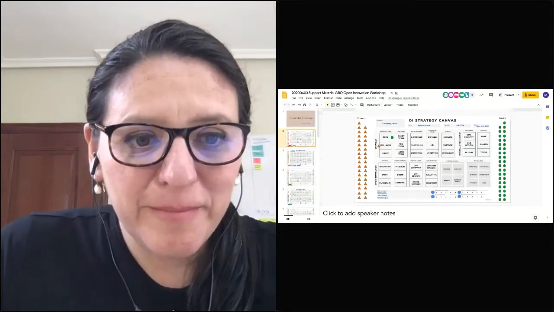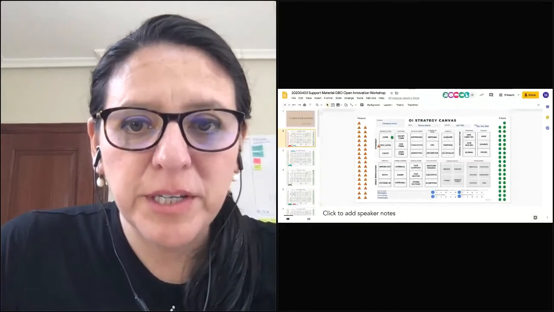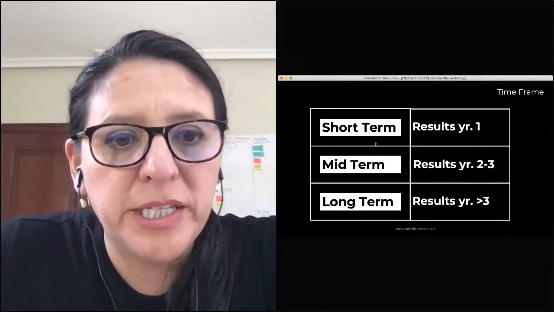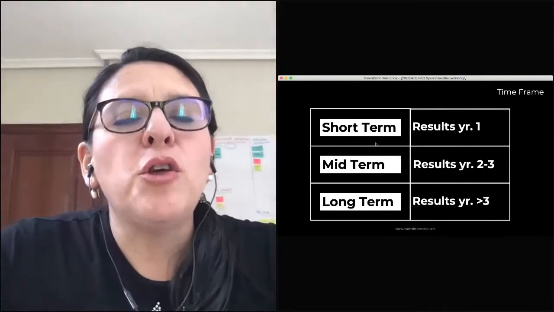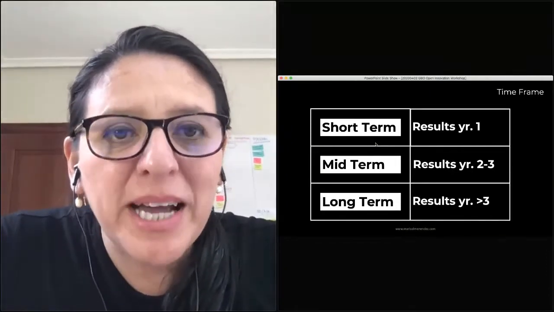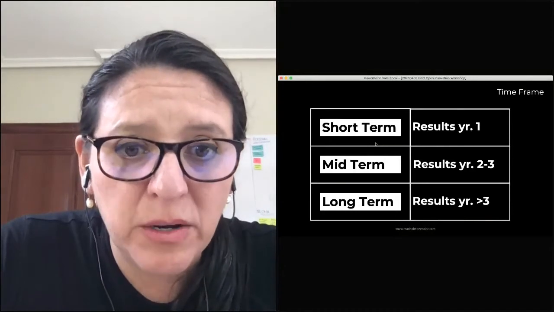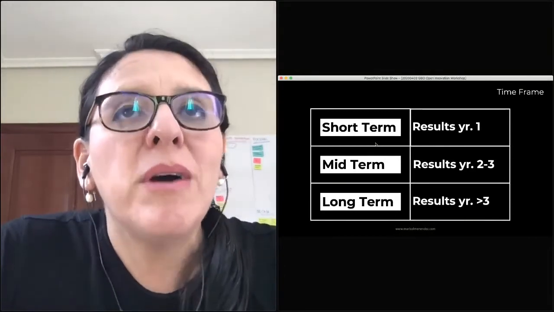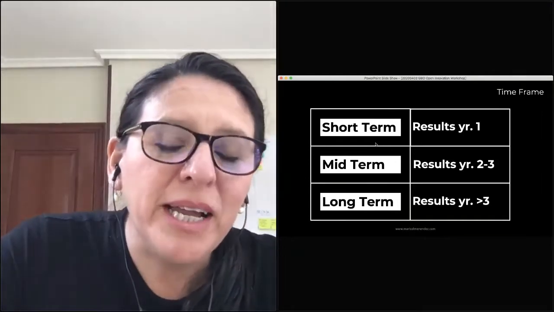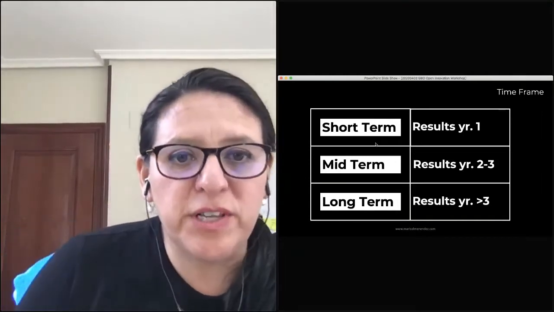Okay, next variable. Let me change to the, okay. Next variable is the time frame: when do you want to get results with the innovation activities that you are doing? And this might seem a simple, basic question, but it is not, because if you ask, for example, all the members of the board, they might have different answers for this question.